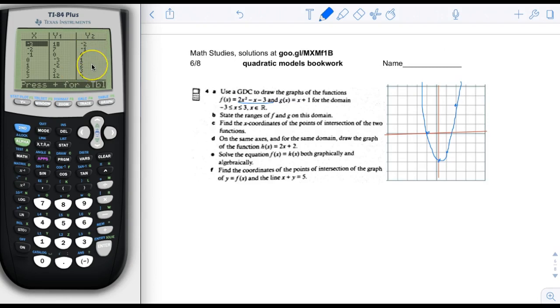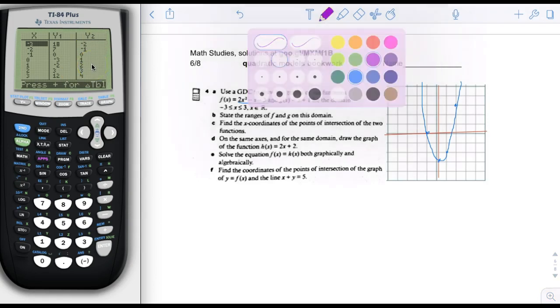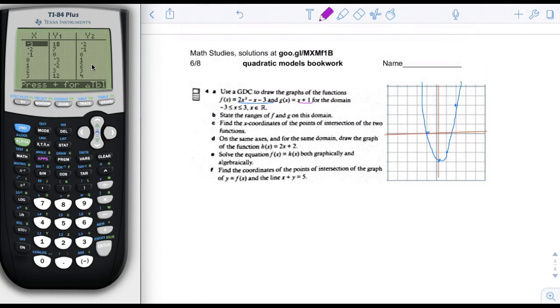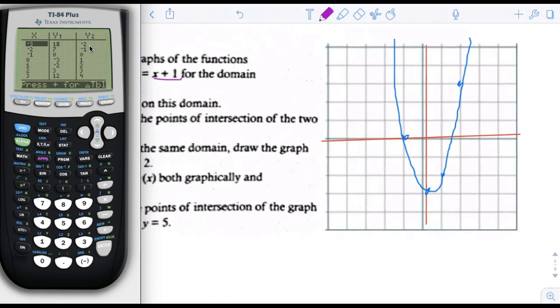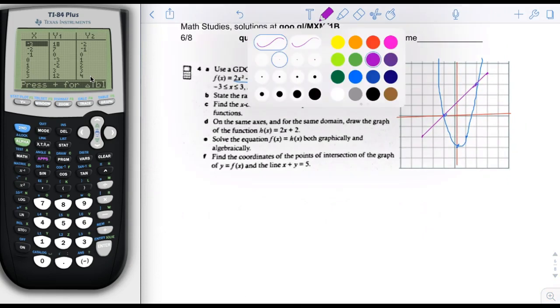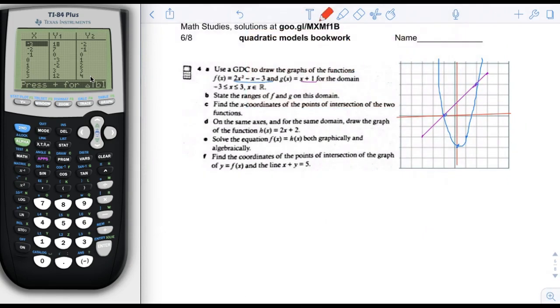And then I want to graph my purple line, x plus 1. So some of the points on x plus 1 are -3, -2, just there, and 3, 4. Okay, all right. So that's my graph, and the next thing it wants to do is it wants to state the ranges of f and g on this domain.